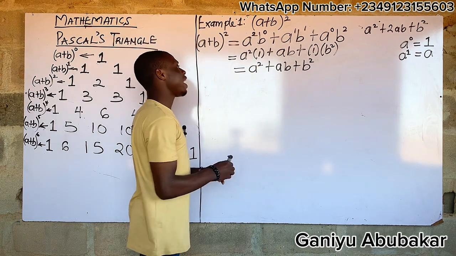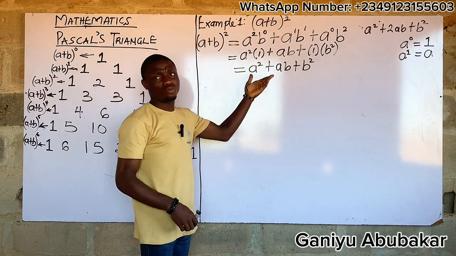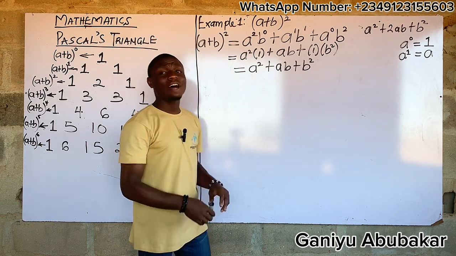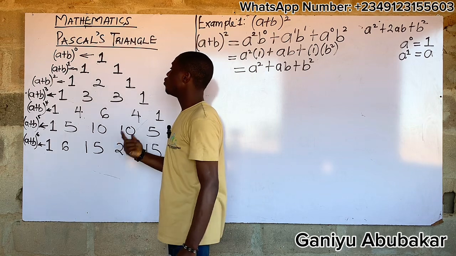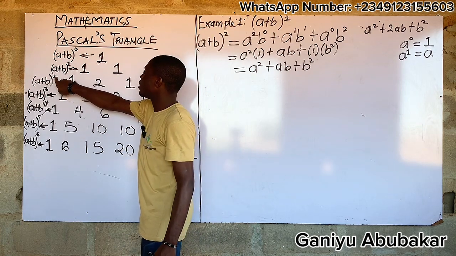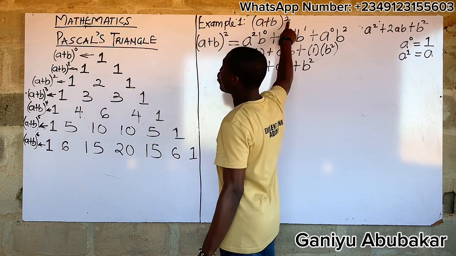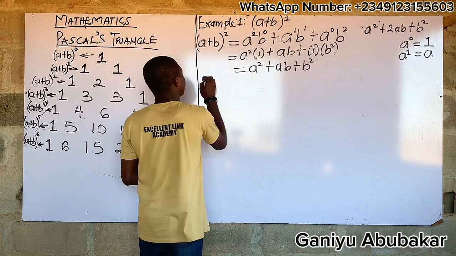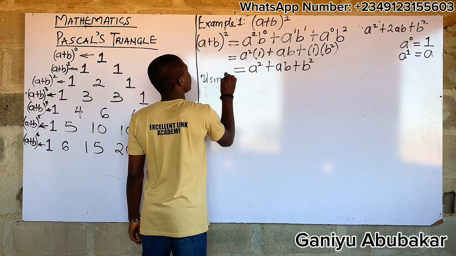At this point, I can't leave my answer in this form. It's wrong. Why? Because I'm using Pascal's triangle, I have to recall my coefficient. Observe that this is squared. What's the coefficient? That's 1, 2, 1.